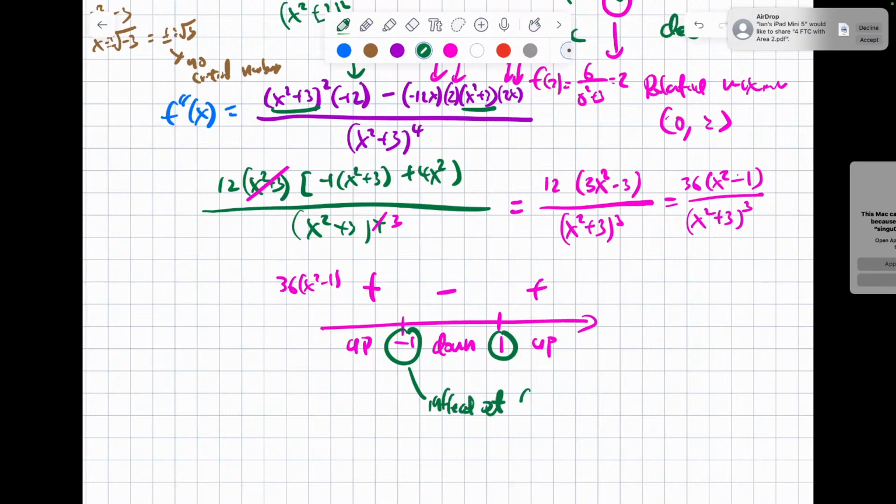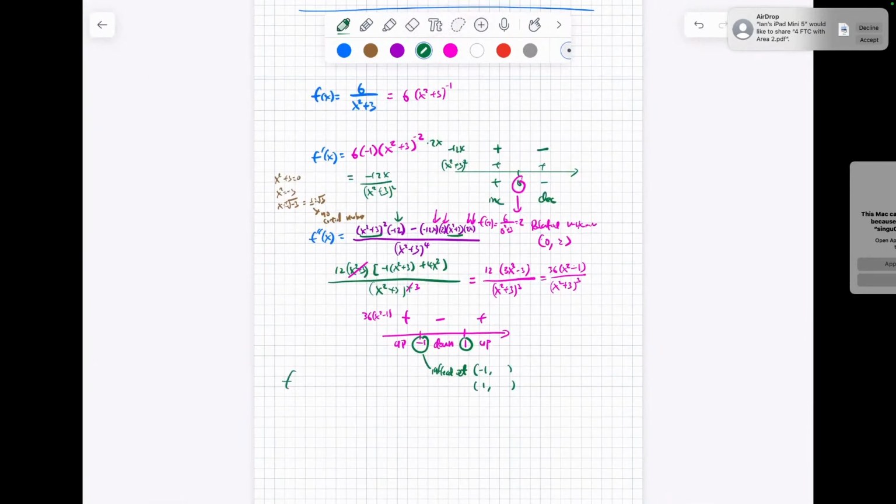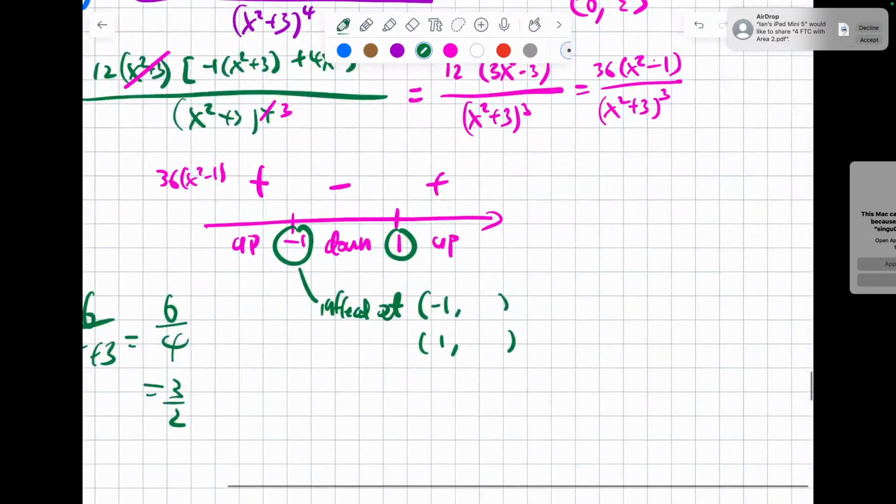Can I find a y value of the inflection point? Yeah, I can. Just plug into the original function. So f of 1 is going to be 6 over 1 squared plus 3. That's equal to 6 over 4, which is 3 over 2. It turns out they are even functions, so it's 3 over 2 here, 3 over 2 here.